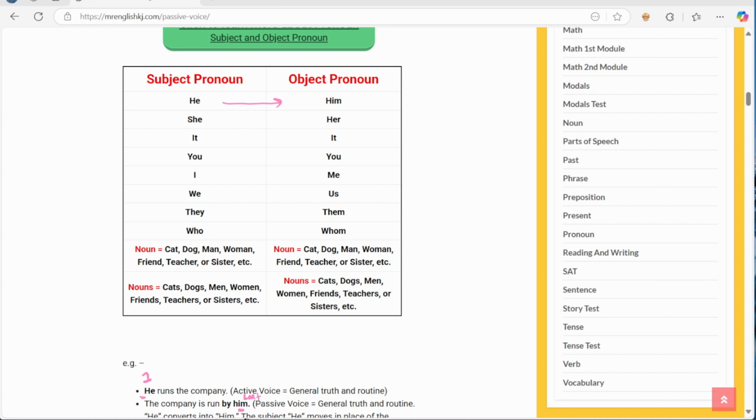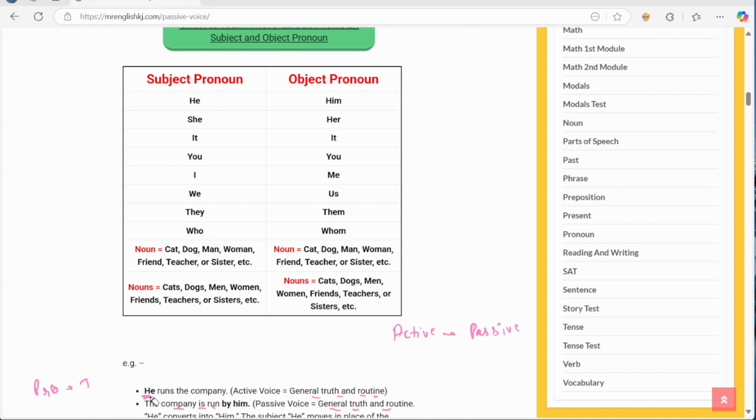One important thing that I would like to tell: he runs the company is present simple, which means we are telling a truth, routine and something like that. The company is run, it's also present simple. And we are still telling the truth and routine. Meaning to say, either it is active or it is passive, it doesn't matter. The meaning does not change. The definition does not change. The tense or modals do not change. You get that? Whatever you are saying in he runs the company, you are saying the same thing in the company is run. The only difference is that in he runs the company, you are giving importance to he.